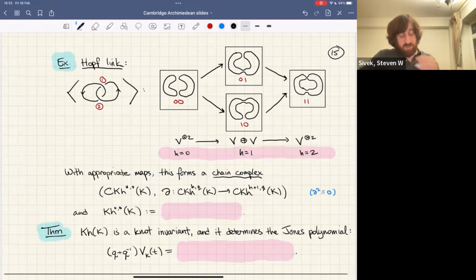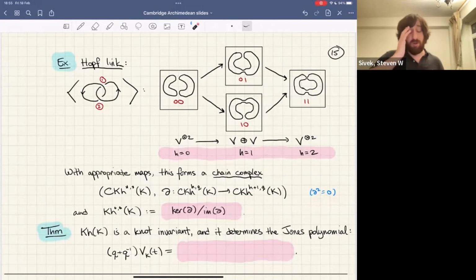And then the Khovanov homology of the knot K is just the homology of this chain complex, which means we take the kernel of the differential and we mod out by the image of the differential, which is a subgroup because d squared equals 0. And so the theorem, a hard theorem that I'm not sharing the details of, is that this construction, the Khovanov homology of a knot, is a knot invariant, and it actually determines the Jones polynomial by the following formula.